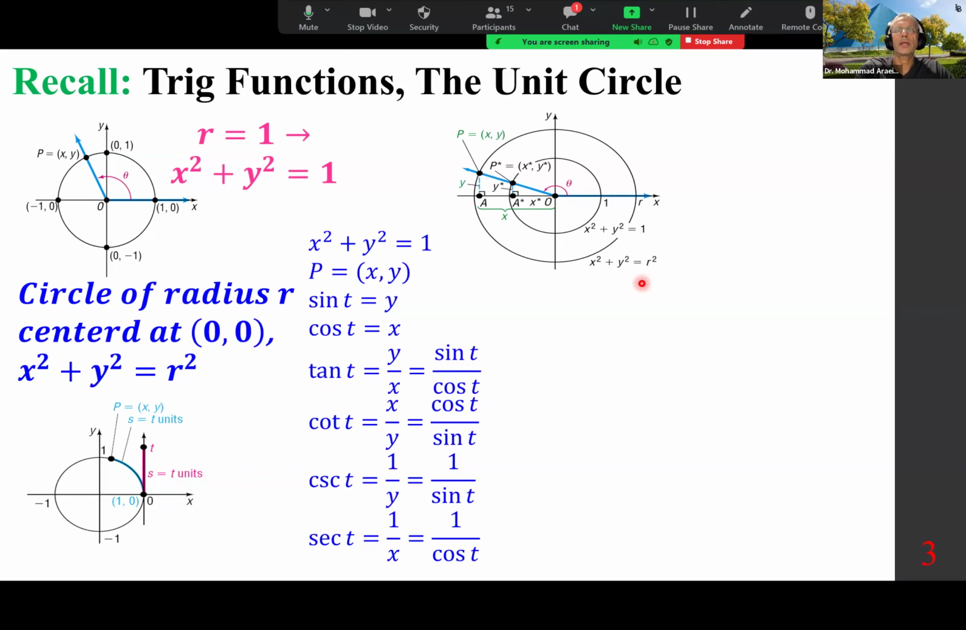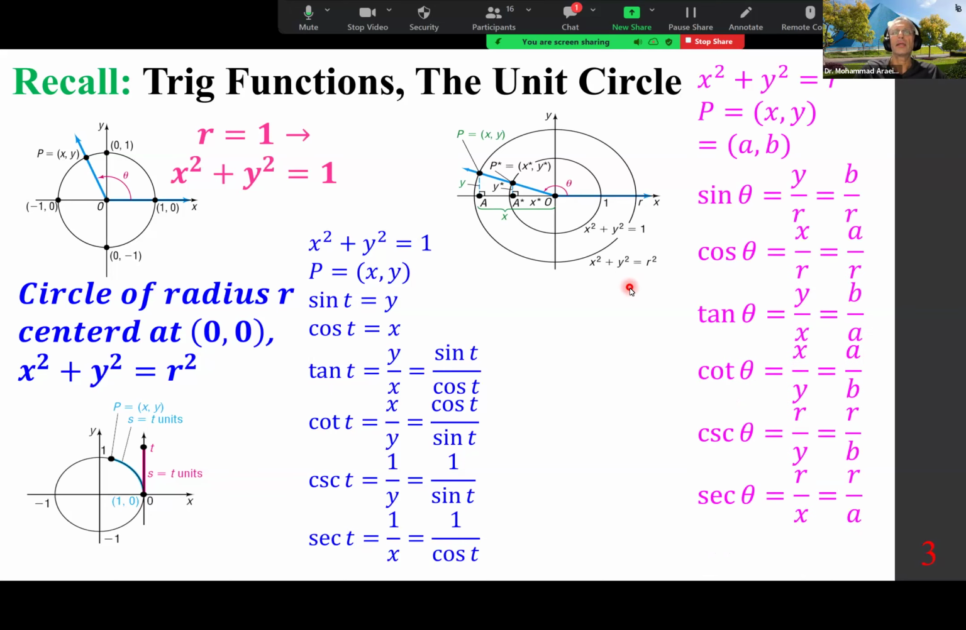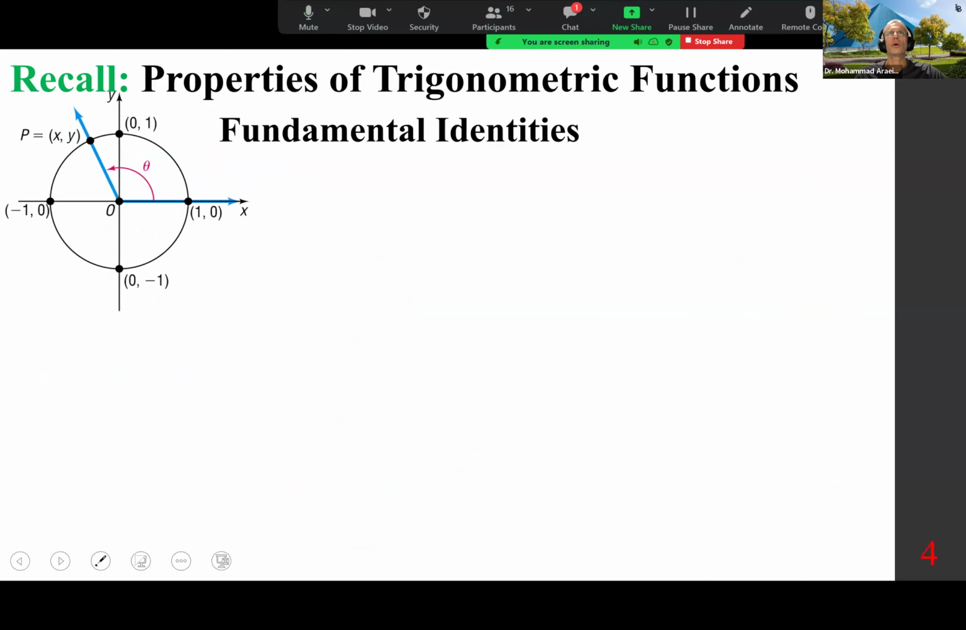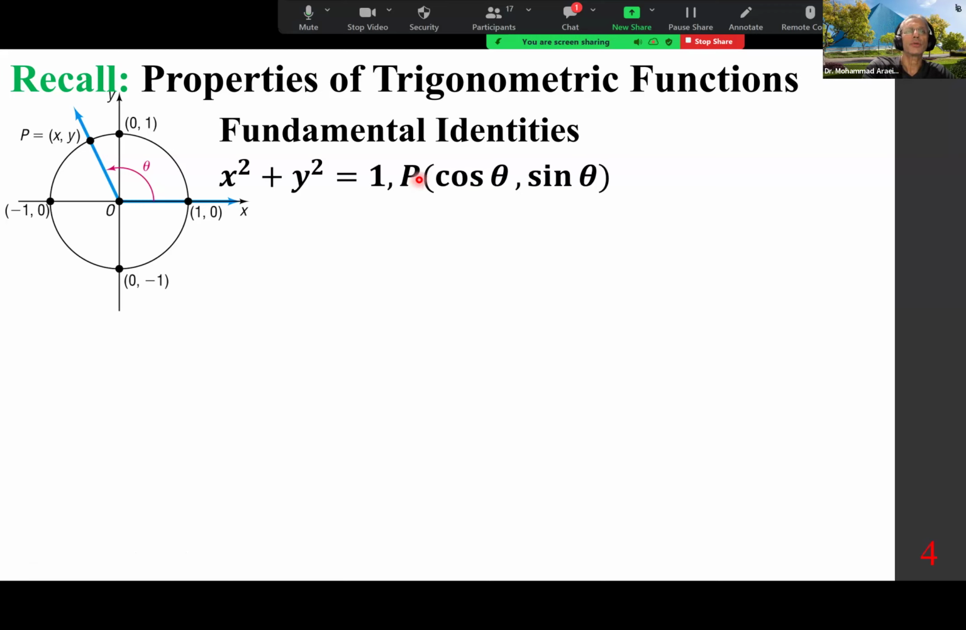In general, x squared plus y squared equals r squared. And then sine, which was y here, is y over r. Cosine, which was x, is x over r. And the rest of them follow accordingly. We also looked at some properties of trig functions and fundamental identities. For example, x squared plus y squared equals 1, which represents a point P with coordinates cosine and sine.